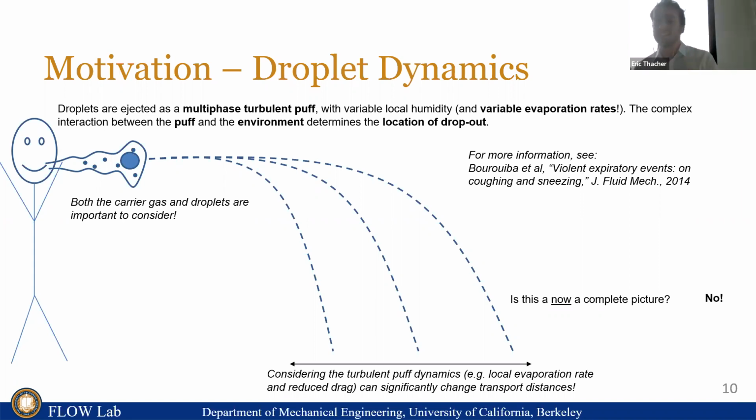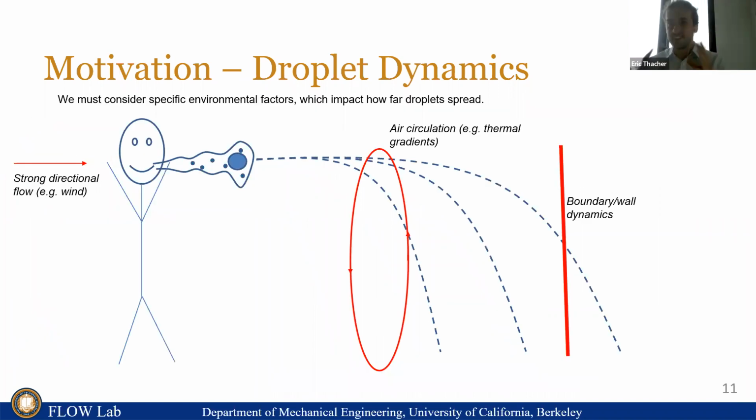But again, is this a complete picture? No, I still don't think it's a complete picture. And the reason is because we're still neglecting some environmental factors. Even despite this additional complexity and accounting for the fact that it's a multi-phase turbulent puff, you could still have a wind behind you. You could still have thermal gradients, which are going to mix the air. You could still have walls. And all of that means it's very difficult to predict exactly where a droplet is going to go when it exits your mouth.